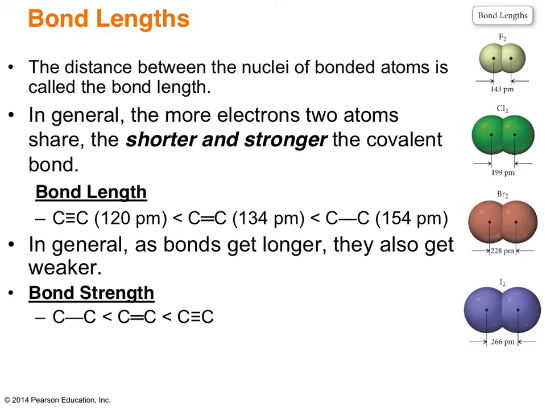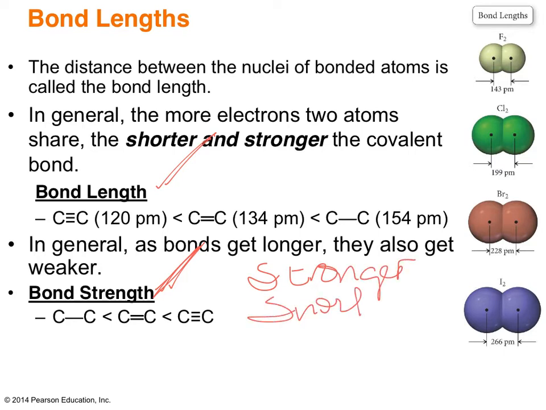All right, so this is just the relationship between bond length and bond strength. The stronger a bond is, the shorter it is, okay? So I like to think of the two S's that go together. The stronger a bond is, the shorter it is. Stronger and shorter go together. And that kind of makes sense, right?